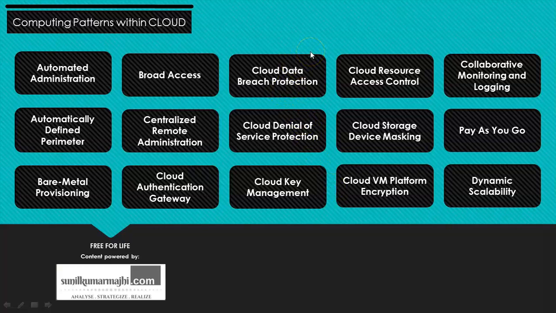So these are the computing patterns within cloud: automated administration, automatically defined parameter, bare metal provisioning, broad access, centralized remote administration, cloud authentication gateway, cloud data breach protection, cloud denial of service protection, cloud key management, cloud resource access control, cloud storage device masking, cloud virtual machine platform encryption, then collaborative monitoring and logging, pay-as-you-go model, dynamic scalability. These are some of the patterns or offerings by cloud. This is just an indicative list. There are many more patterns available in cloud these days.